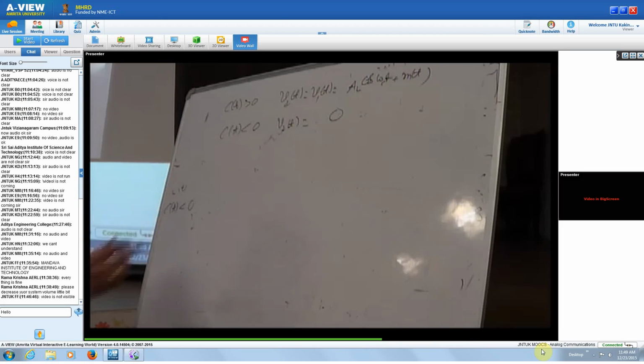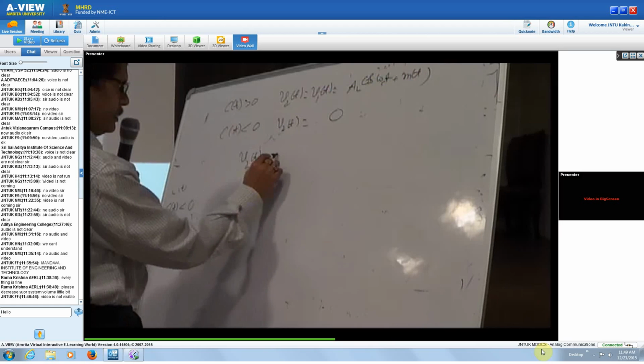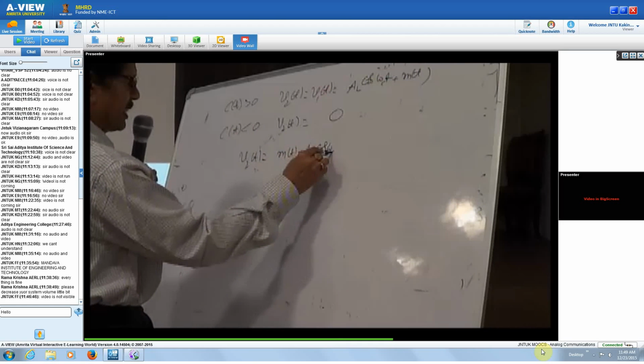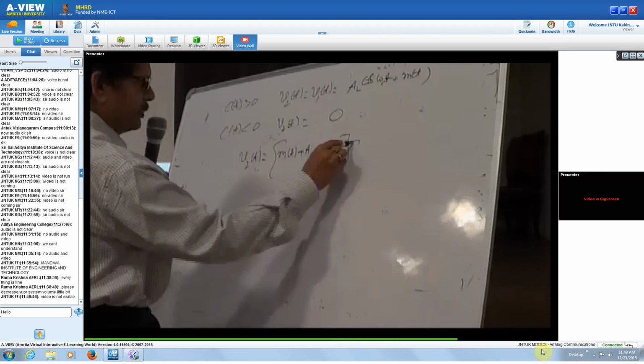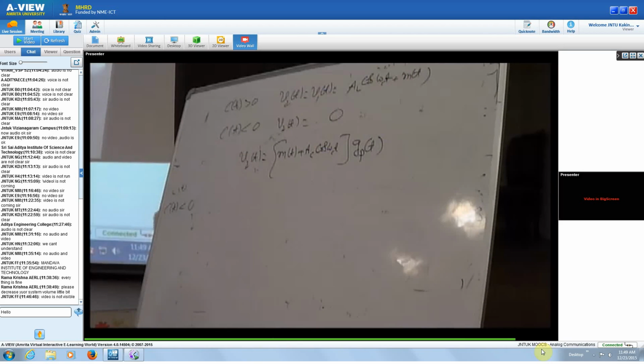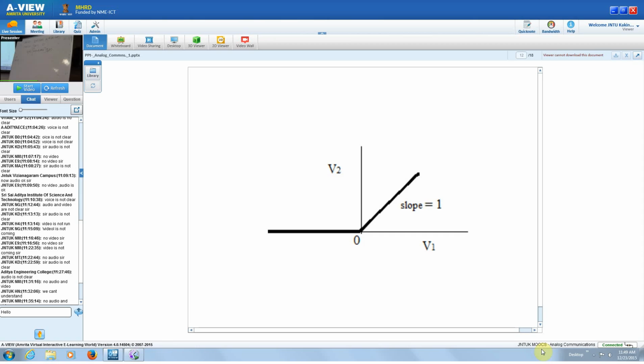Therefore, we can write this for any signal as M of t plus A C cos omega C t, into some gate function g p of t. So this g p of t, the pulse signal, is going to have equal amplitude on and off periods.